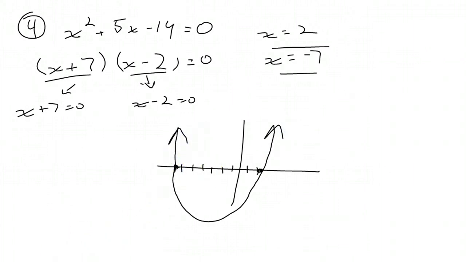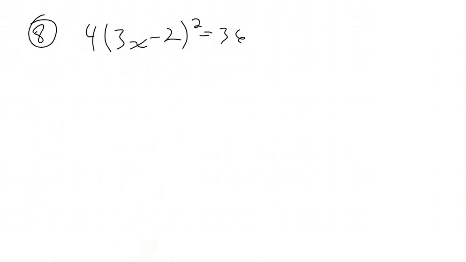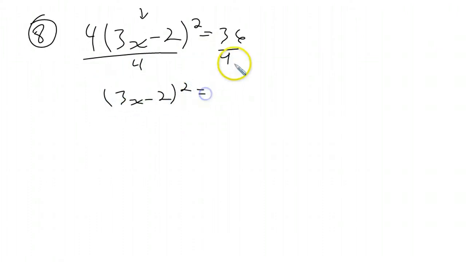Cool. Number 8 is a little bit of an interesting problem, so I'm going to go ahead and look at that. It is interesting because I only have one variable that I can see. I only have this x right here. There's just a lot of stuff around it. But I can solve for that x, and the first thing I would need to do is divide by 4 on both sides. So if I divide by 4, I have 3x minus 2 squared equals 36 divided by 4 is 9.